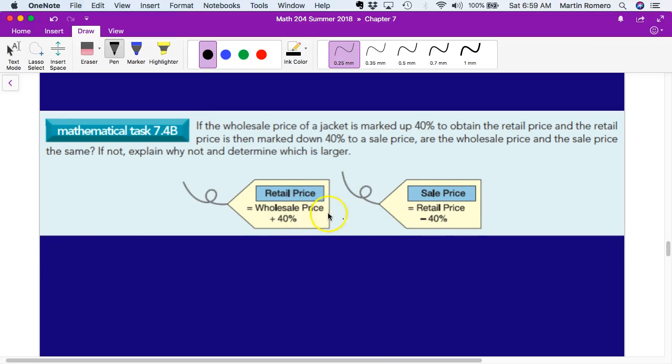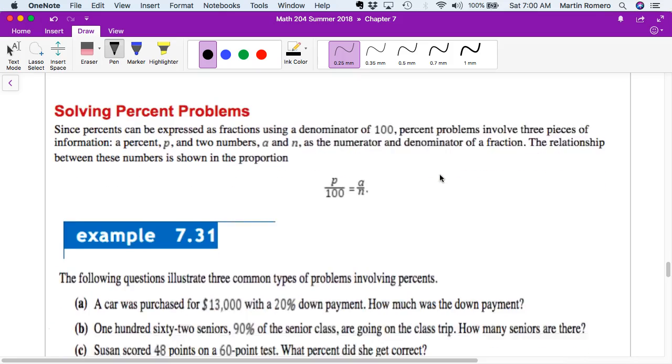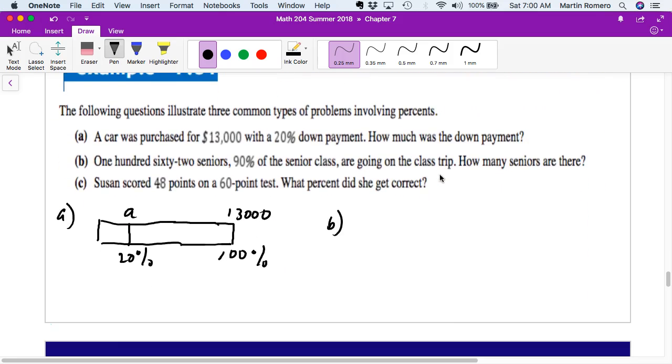It turns out these prices will not be the same. I want you to think about that. Once you increase 40% and decrease 40%, you're not going to get back down to the same value, because a percent is a part of a whole you're taking. Once you increase the price by 40%, when you reduce it, you're taking it from a bigger value. So something to think about. We'll have some conversations.